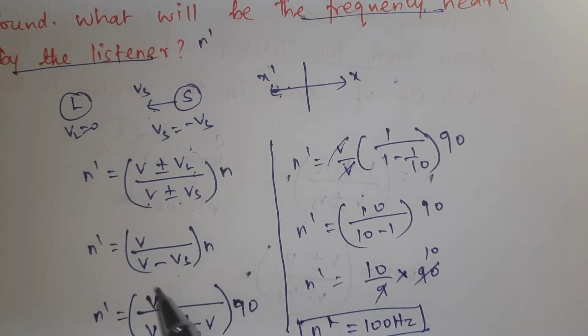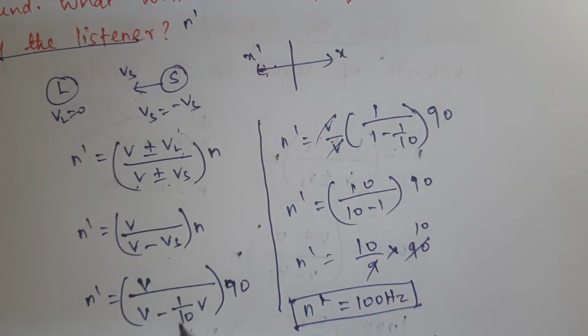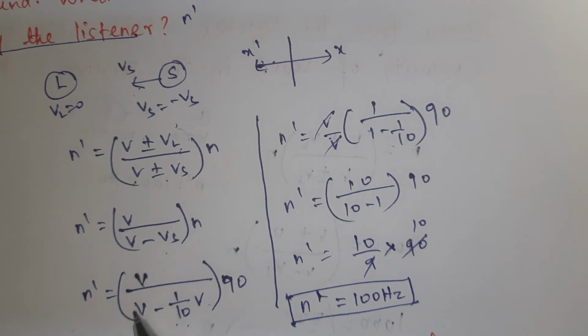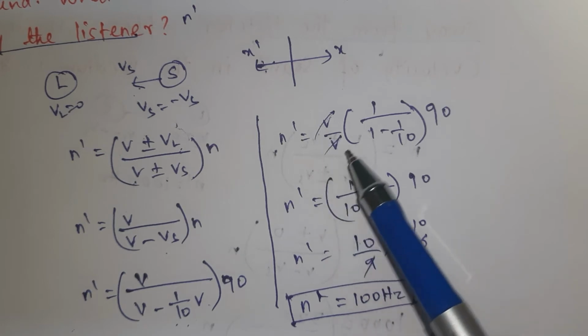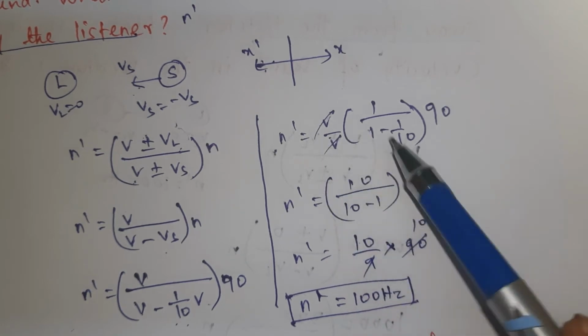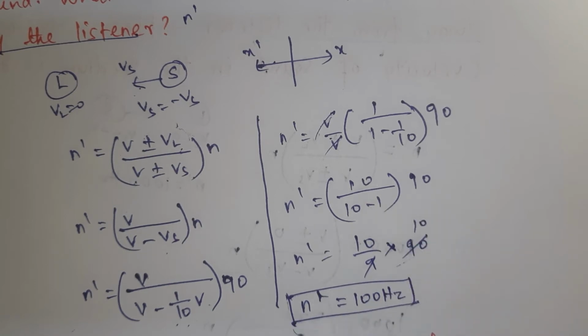Now n dash is equal to V divided by V minus the Vs value, given in the question itself as 1 by 10 V, into 90. Then V we can take out in the denominator, and V in the numerator, so both are going to cancel. Now if we simplify, we get the answer n dash is equal to 100 Hz. This is the apparent frequency heard by the listener.